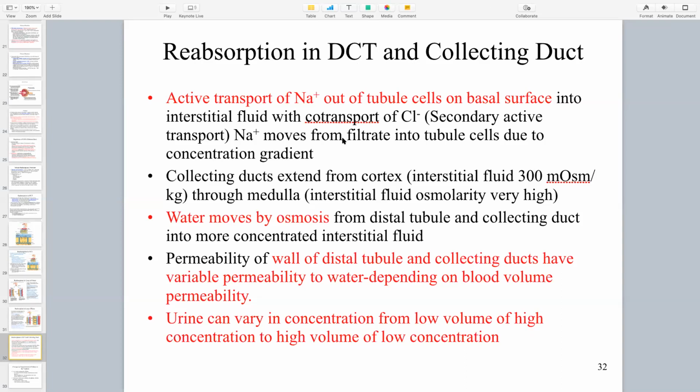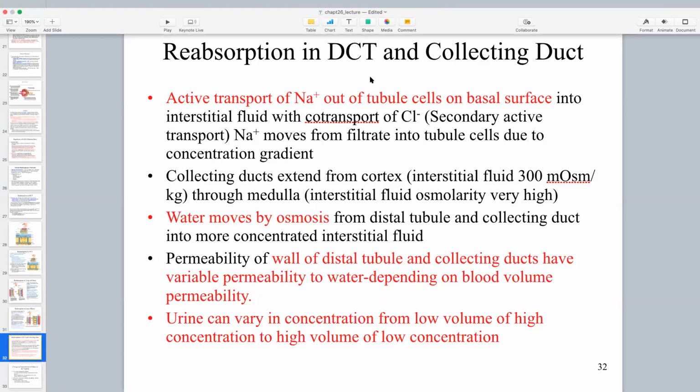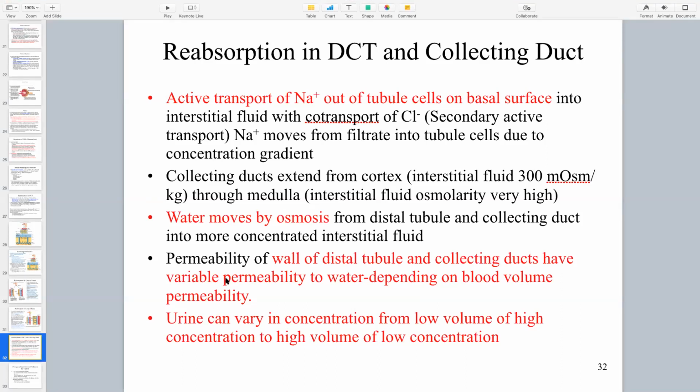No worries. All right, active transport of sodium out of tubules on the basal surface. Now, the important thing to know about the distal convoluted tubule and collecting duct is this: this is the only region where there's variable permeability, and it all depends on the blood volume. Meaning what? If you are very thirsty, if you're dehydrated, the distal convoluted tubule and the collecting duct become more active. If you have too much water in your blood because you've been drinking so much, then the opposite occurs. They become less active. So this is the area that is the most variable in terms of activity.